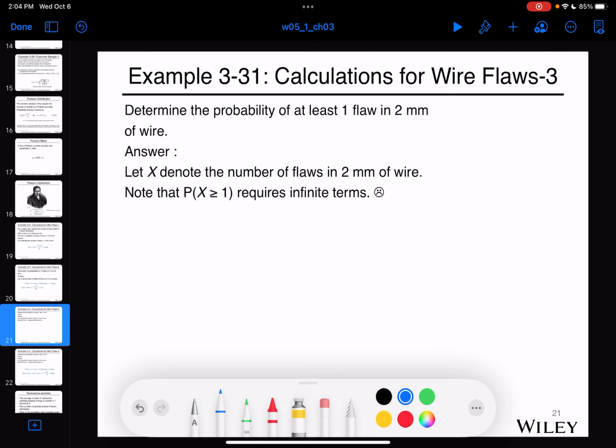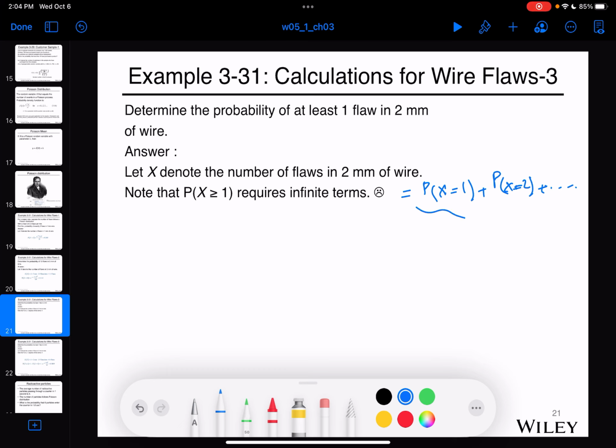So the next question is to calculate the probability of at least one flaw in 2 millimeters, right? So X denotes the number of flaws in 2 millimeters of wire, and I have to calculate the probability of X greater than or equal to 1. So this is going to be the probability of X equal to 1 plus X equal to 2, and so on. This is an infinite sum, right? Because I might have 1,000 flaws. Right. So now we are quite good at that, right?